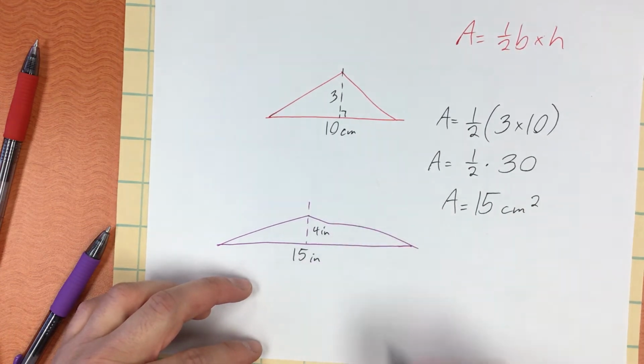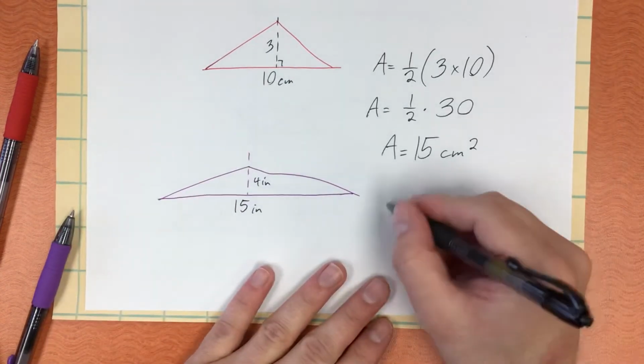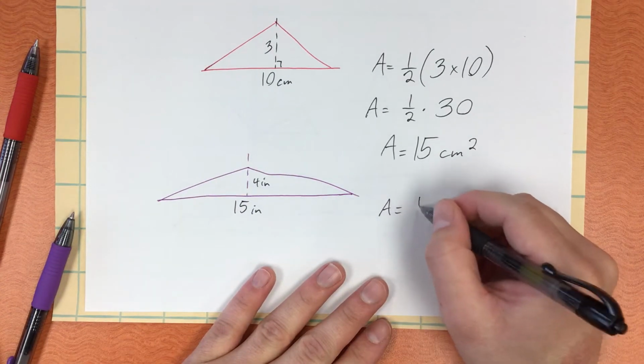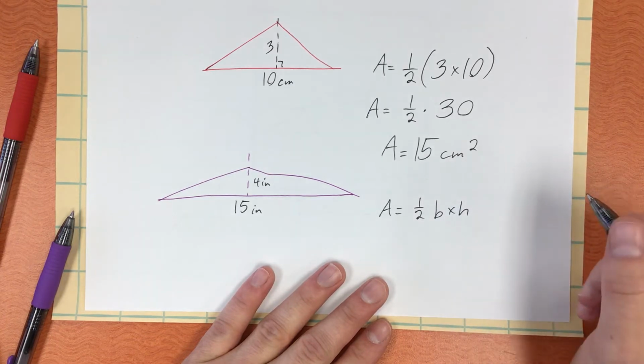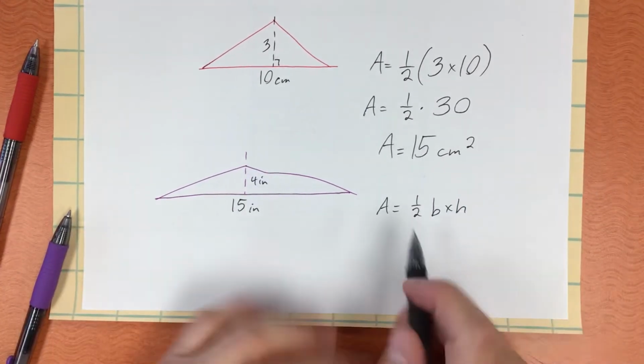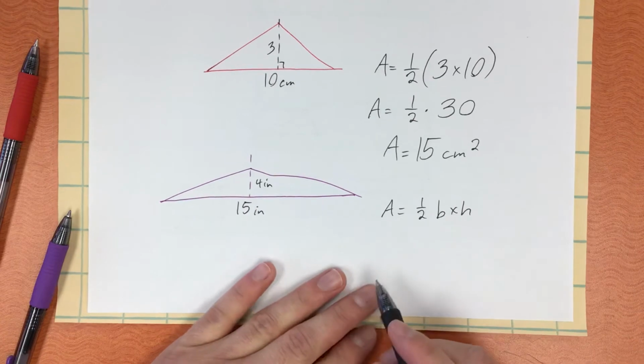Okay, so I'm going to do the same thing. I'm going to say area equals 1/2 base times height. And I rewrite this every time just until you guys get used to it, because you've got to memorize that. You're going to need it later on anyway.